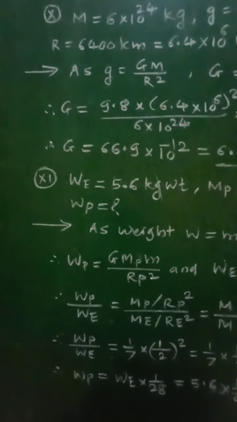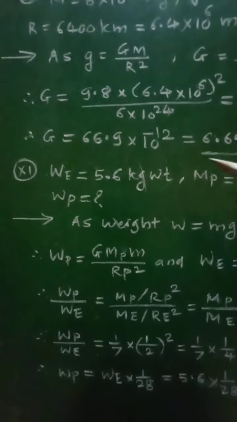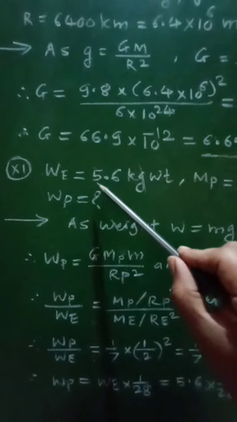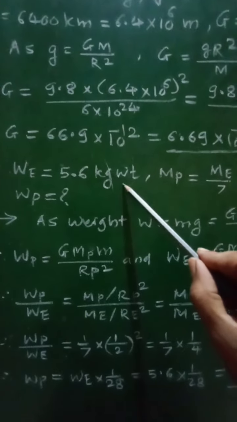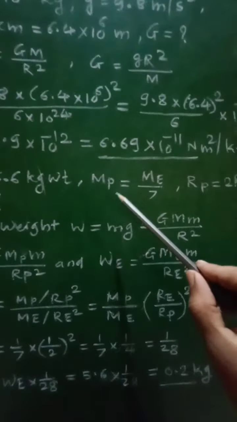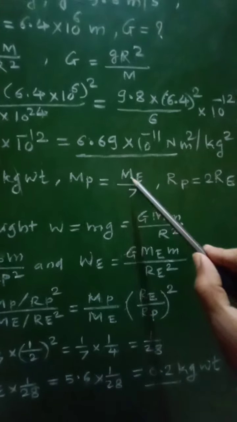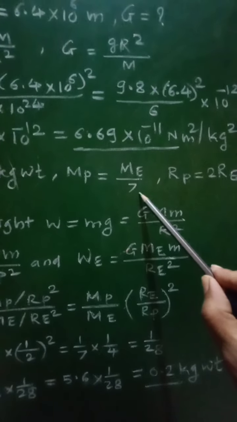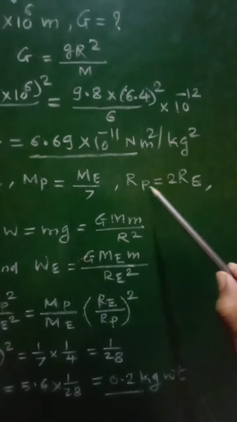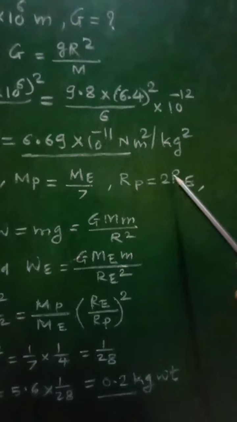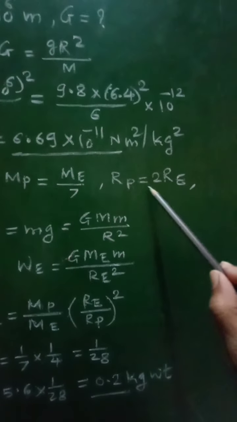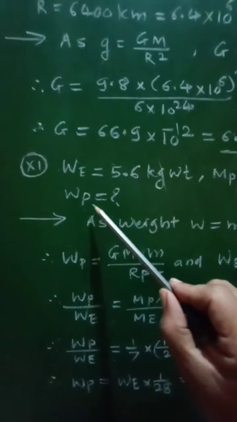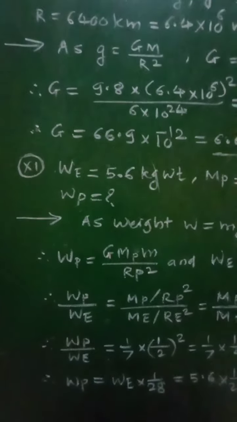And therefore for this numerical number 11, given data is weight WE, that is weight on the earth surface, is 5.6 kilogram weight. Then mass of the planet MP is equal to 1/7th mass of the earth, that is MP is equal to ME by 7. Similarly, radius of the planet RP is twice the radius of the earth, that is RP is equal to 2 times RE. And we have to find out weight of the planet WP.